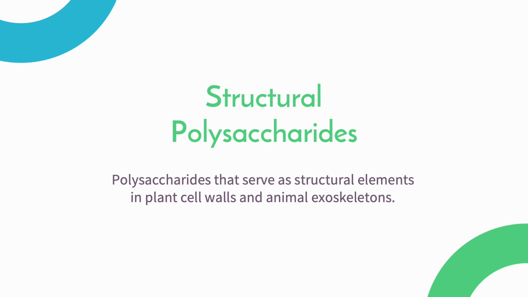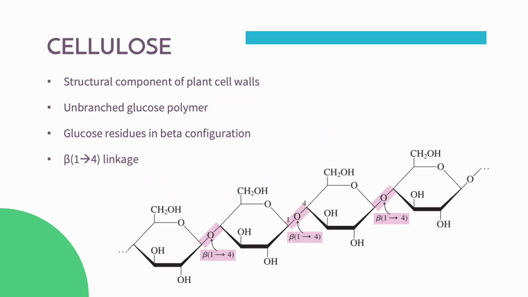Structural polysaccharides. These are polysaccharides that serve as structural elements in plant cell walls and animal exoskeletons. So we have cellulose. This is the structural component of plant cell walls. It is an unbranched glucose polymer with glucose residues in the beta configuration. So the glycosidic linkage present is a beta-1,4.